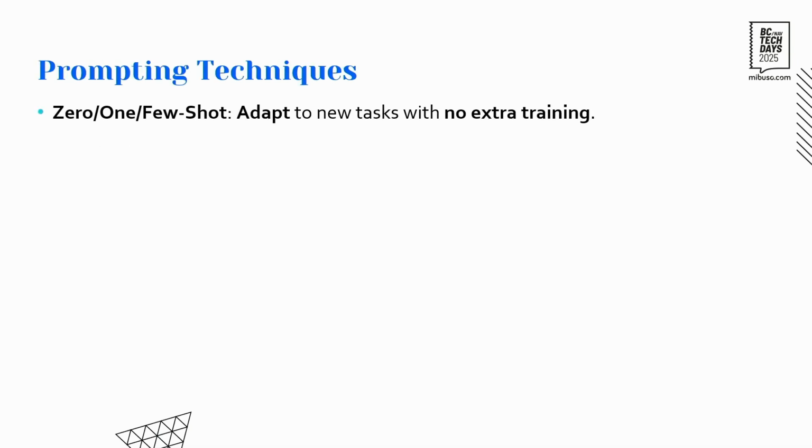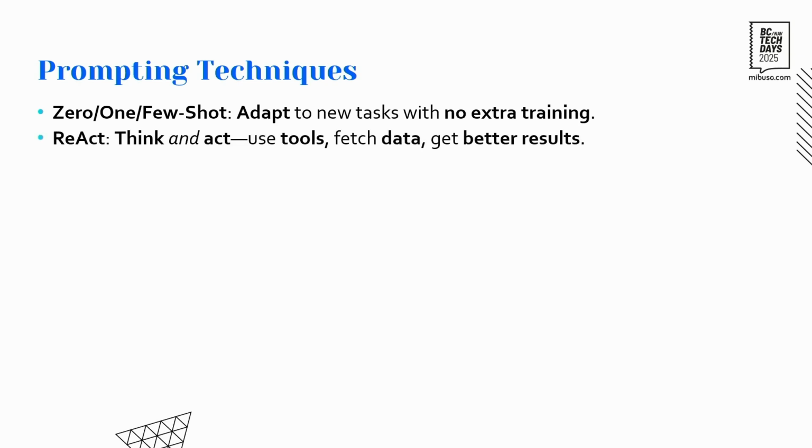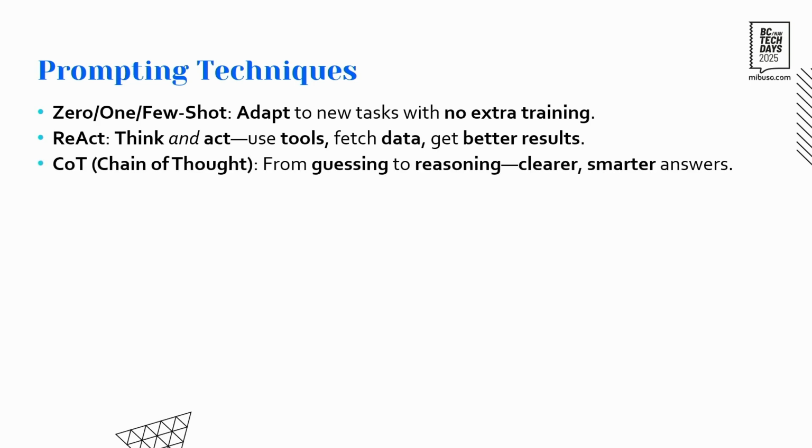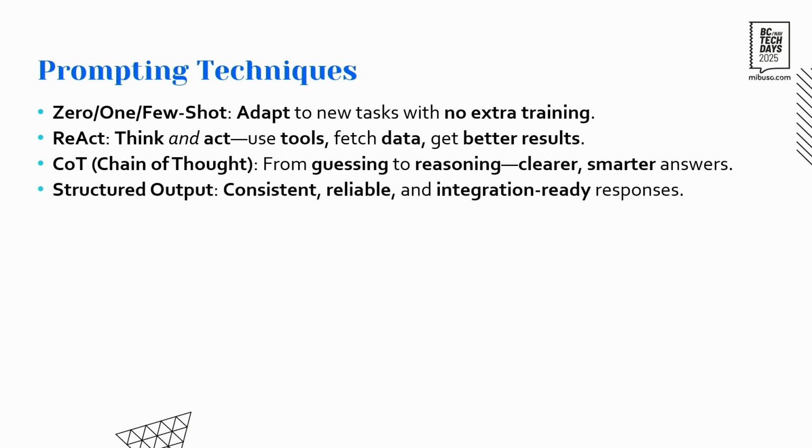Yes, so just a short recap on all of this. Few-shot prompting basically adapts to a new task with no additional training. Reason and act allows it to think and act, use tools, fetch data, and then get you better results. Chain of thought goes from guessing to reasoning, so it allows for clearer and even smarter results. And then structured output makes for consistent, reliable, and integration-ready responses.